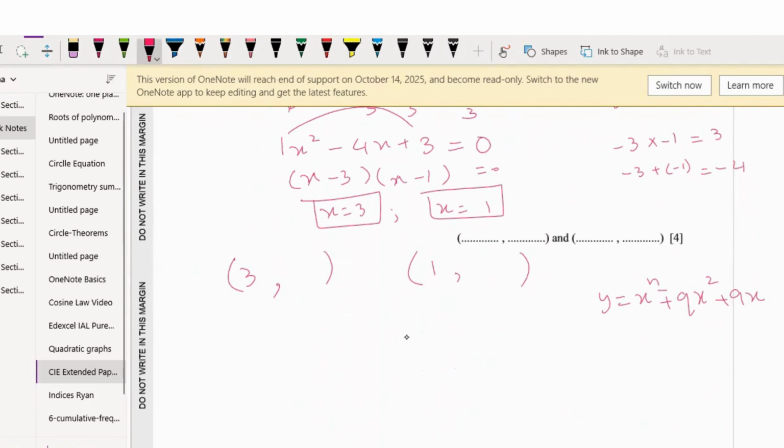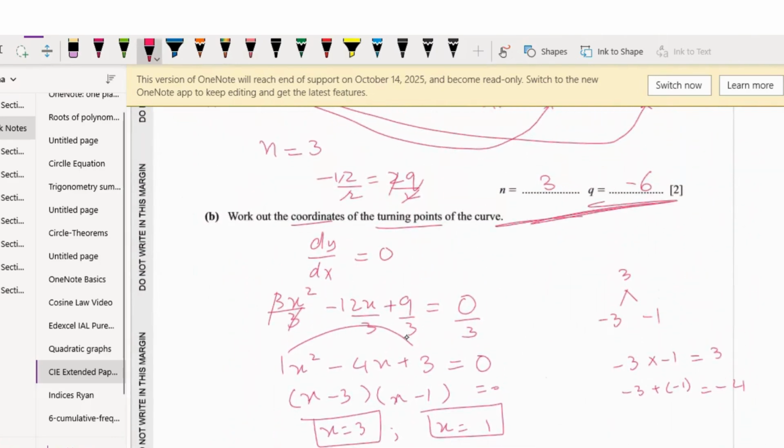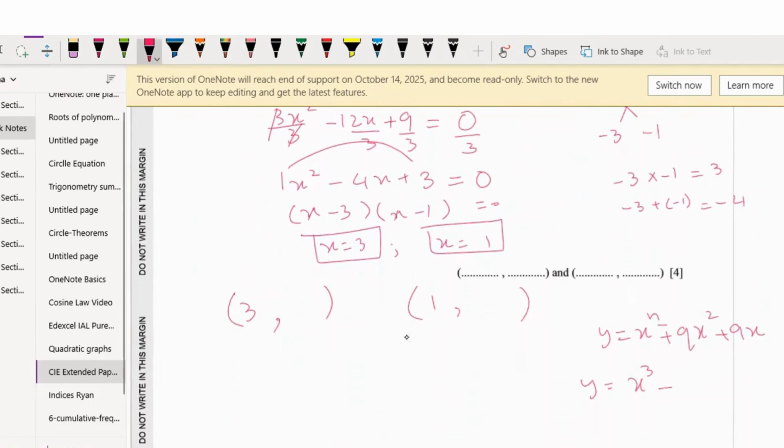But the thing is, we have to replace n and q values also. N is 3, so x to the power 3. Q value is minus 6, okay? We found it in part A. So minus 6x squared plus 9x, okay? So first I will replace x with 3 in order to get y. So y is 3 to the power 3 minus 6 times 3 squared plus 9 times 3.